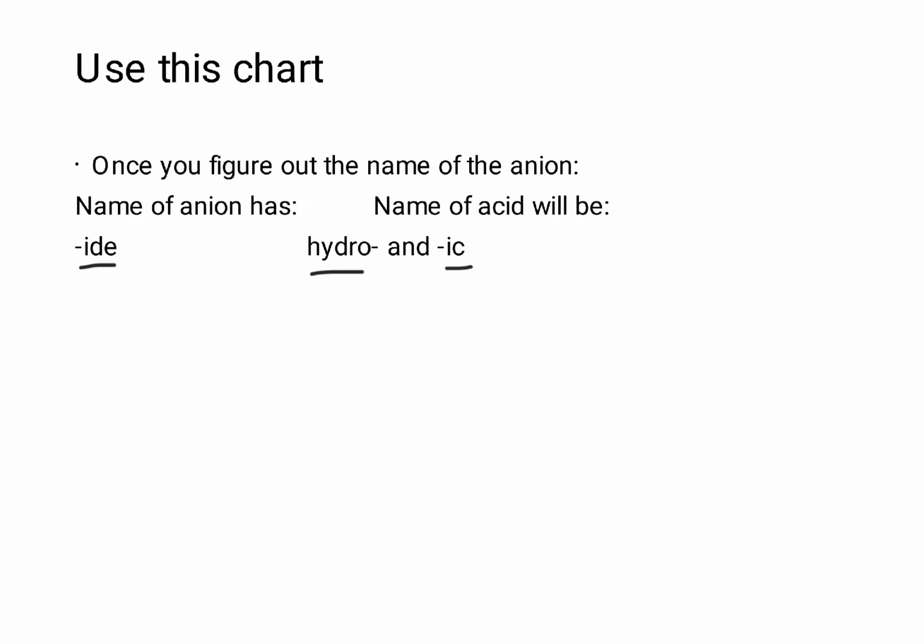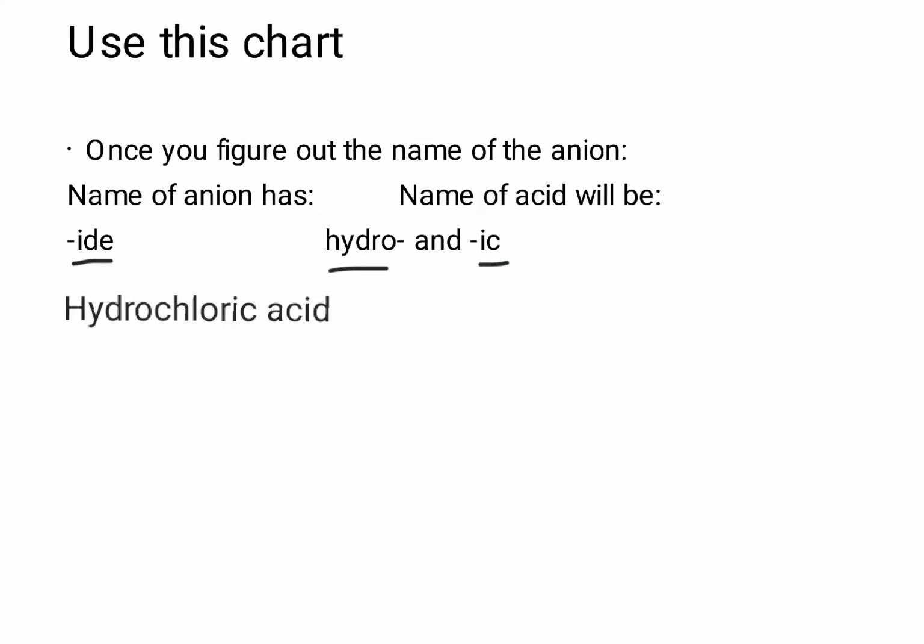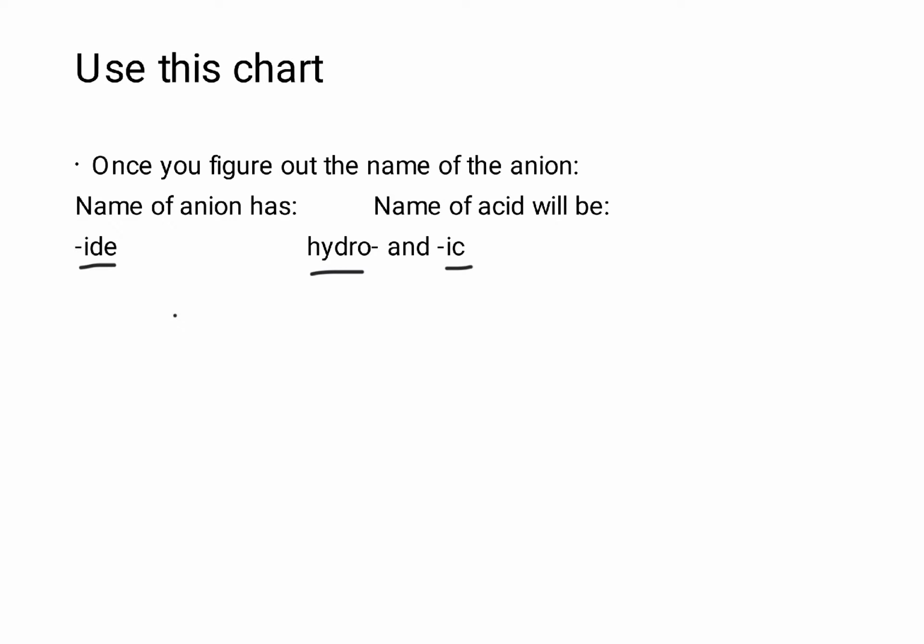So let's do an example, and let's take the example of hydrochloric acid. So if your formula is HCl, now you know that Cl is the anion, and Cl, if you look at the periodic table, is chloride. So it's C-H-L-O-R-I-D-E. So it ends with "ide."